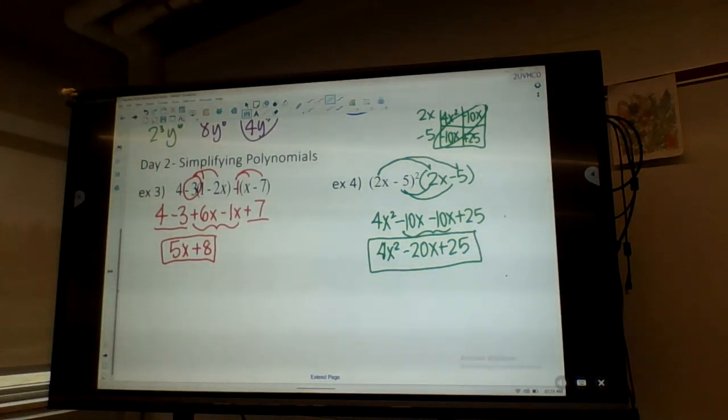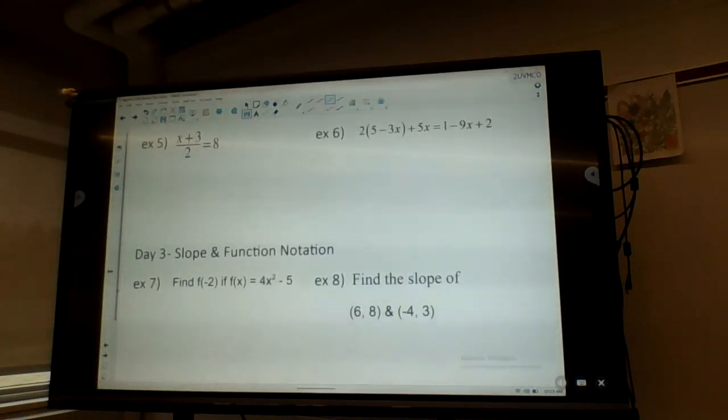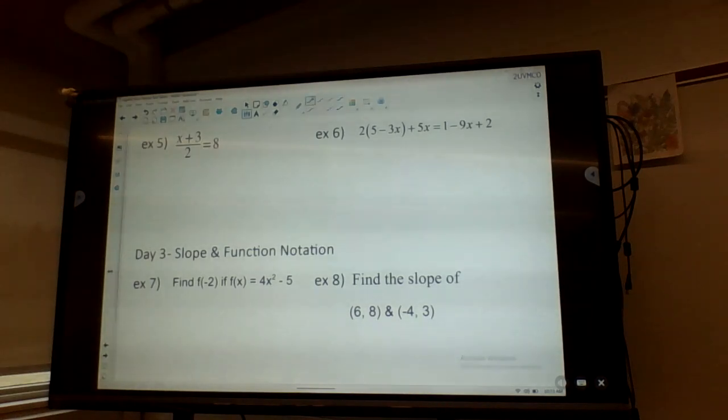So in that same day, we did solving equations, which I would say out of all this stuff is probably the thing you guys might be the best at, just because we did a lot of solving equations.